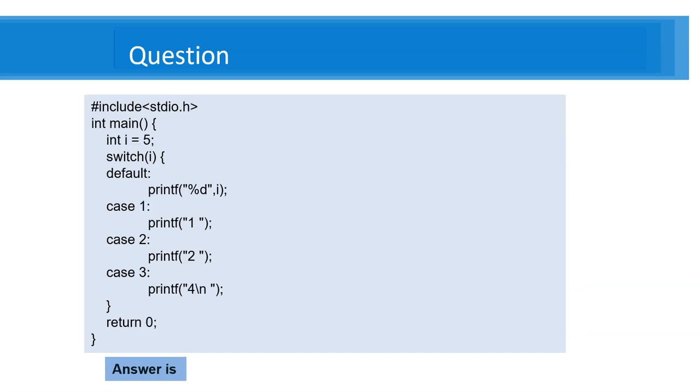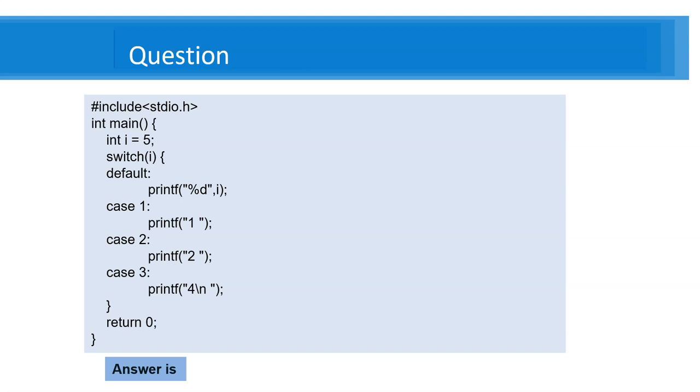Next question, we have integer I initialized to 5 and then switch on I. You have default as the first option where you print %d of I. When case is 1, it prints 1. Case is 2, it prints 2. Case is 3, it prints 4. Right now, default has a value of I. So what is the answer? You can pause the video here, guess your answer, then we will do it, right?